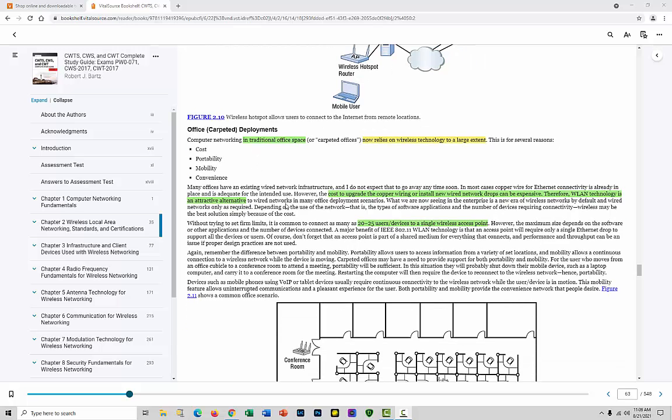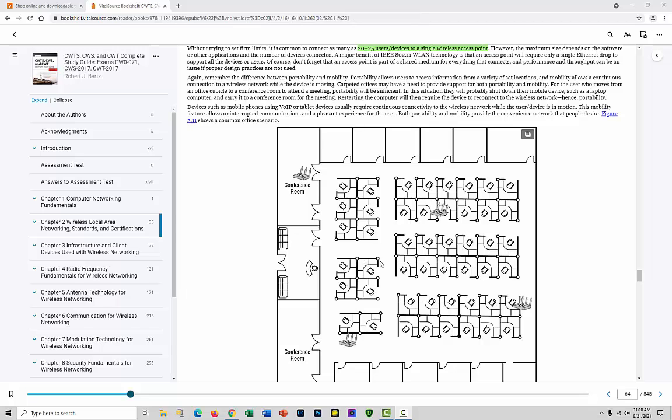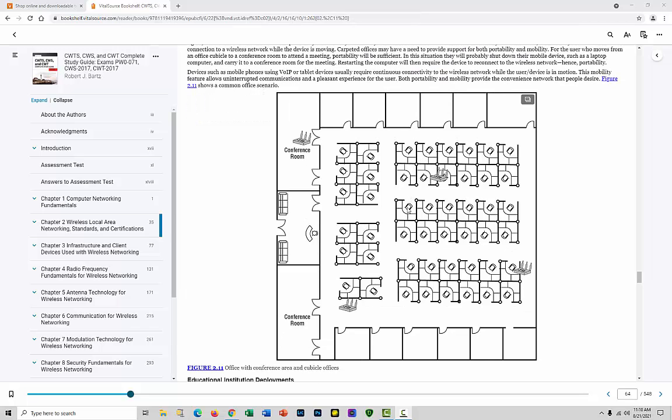Let's see, we talk a little bit about deployment in offices, and the cost of upgrading and running that wire can be expensive, so wireless does tend to be a little bit less expensive. Here's the traditional, looks like a phone call center for someone calling you to ask you to buy something, but these are office complexes and these are cubicles, and you might have a conference room with an access point, and notice that they're spread around this building.